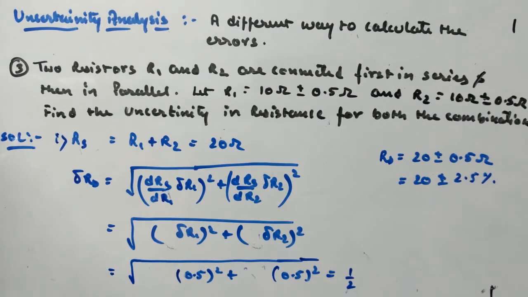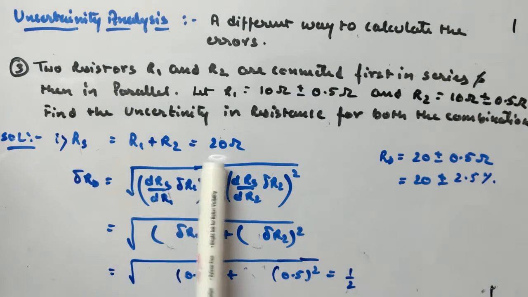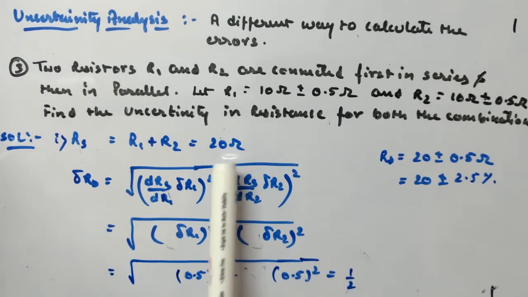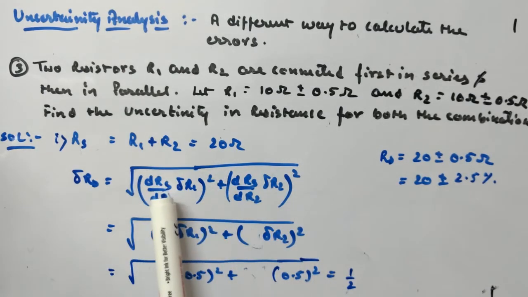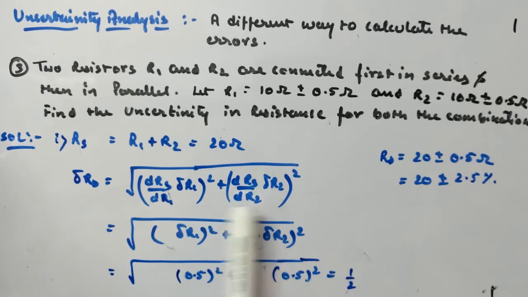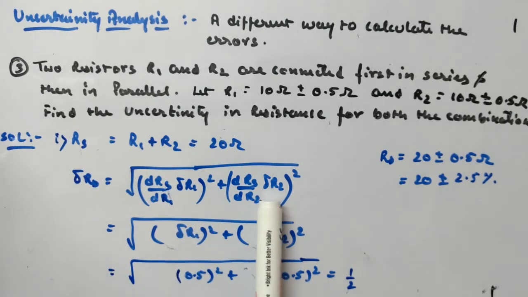Okay, let's see the first case. In the series case, what will happen? Your true value of resistance will be R1 plus R2, that is RS, that is 10 plus 10, it is 20 ohm. Now uncertainty in RS can be calculated as under root of the partial derivative of RS with respect to R1 times del R1 whole square plus partial derivative of RS with respect to R2 times del R2 whole square.